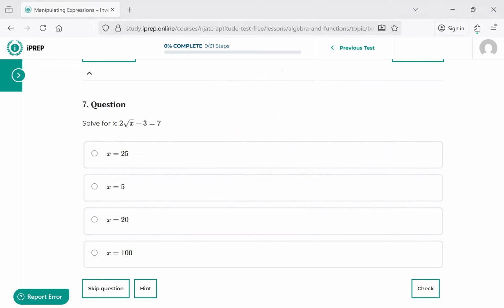Okay, question 7. Solve for x. We have 2 square root of x minus 3 equals 7. So first thing I'm going to do is add 3 to both sides. So you have 2 square root of x, and then 7 plus 3 is 8, 9, 10. Then I'm going to get rid of this 2 by dividing both sides by 2. So you get square root of x equals 10 divided by 2, which is 5.